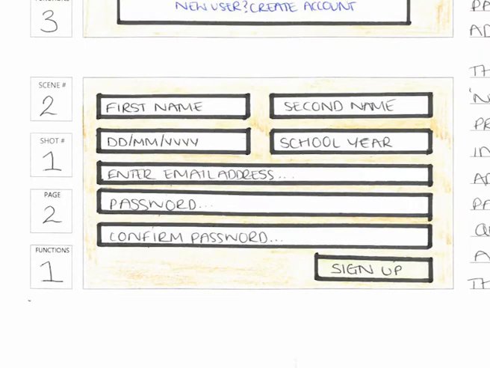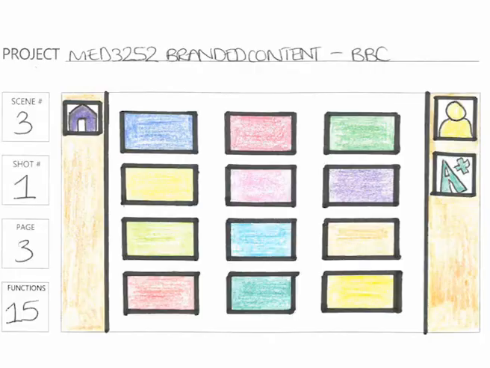Now, moving on to the second page, this is what will greet you if you choose the new user or create account option, and you simply just fill in all your information and you put in your name, age, school year, and an email address and password. The third page is the app home page.